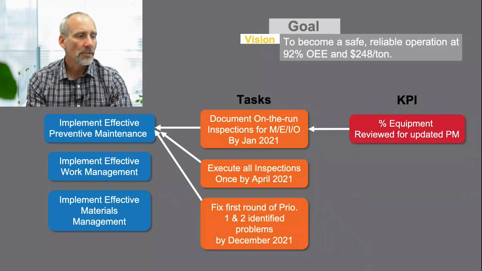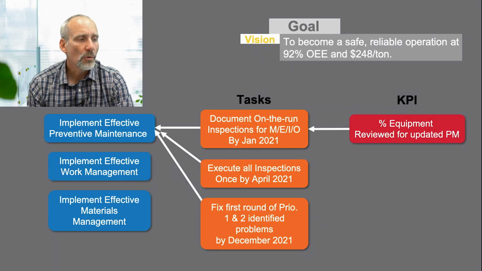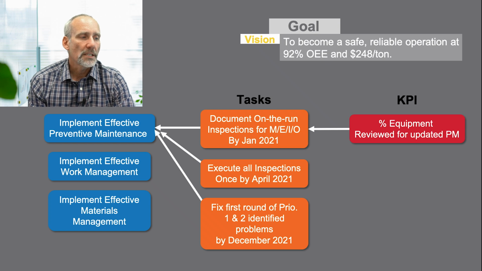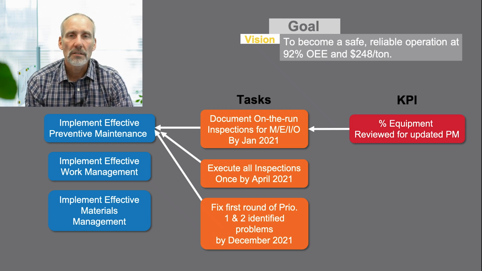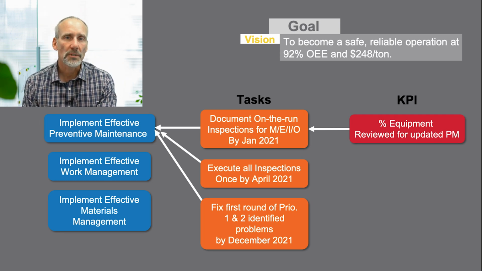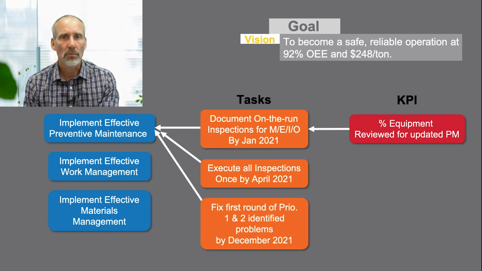So if you take a look at this slide, I just put up a little example. Let's say the goal is to become safe, reliable operation at a 92% OEE, and we want our cost to be at $248 per ton. If we start with that and say that's our joint goal, operations and maintenance, engineering and stores, then the next step I think is to figure out what can we do on the reliability side to actually meet those goals. I'm a little bit biased because we're a consulting firm, so I would suggest that you do some type of assessment. Of course you can do an internal assessment too, and just figure out where are your biggest gaps, however you do that.